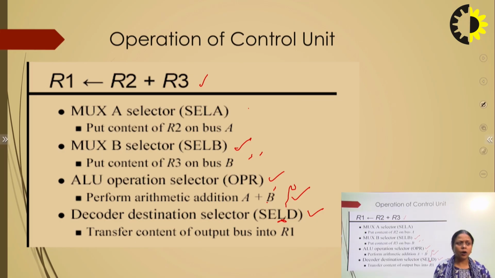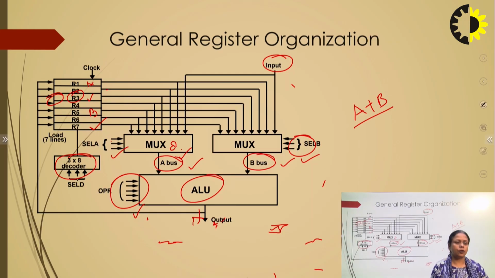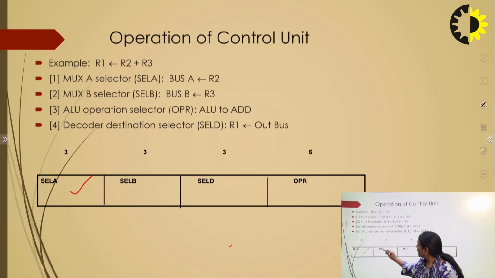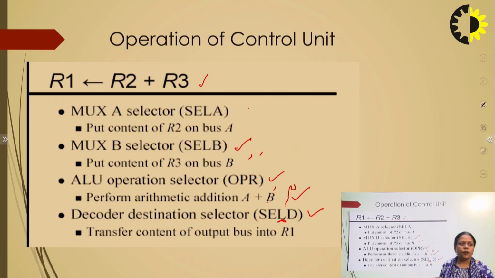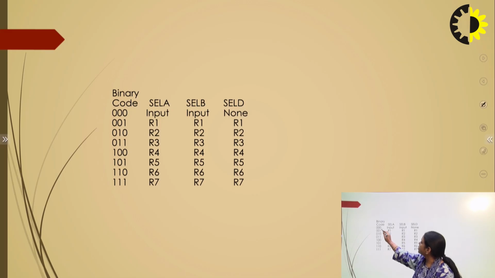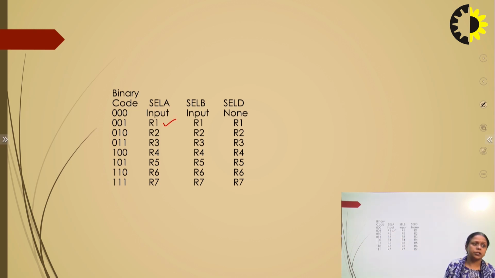Okay. So, how will we create the control word? You can see here SELA, SELB, SELD and OPR. When we are designing the control word, this is the table. You can see 0, 0, 0 is the input connection, 0, 0, 1 is the R1 register connection, 0, 1, 0 is the R2 connection, and 0, 1, 1 is R3. In this way we will have connections for R1 to R7.